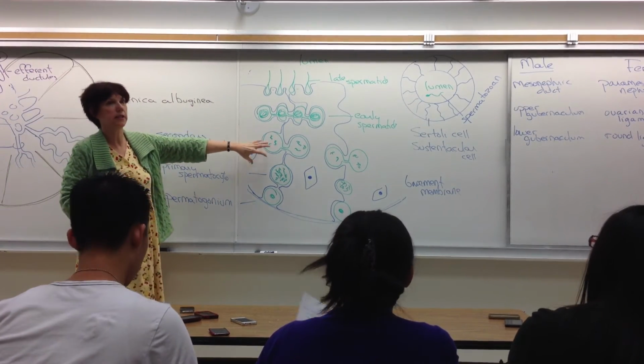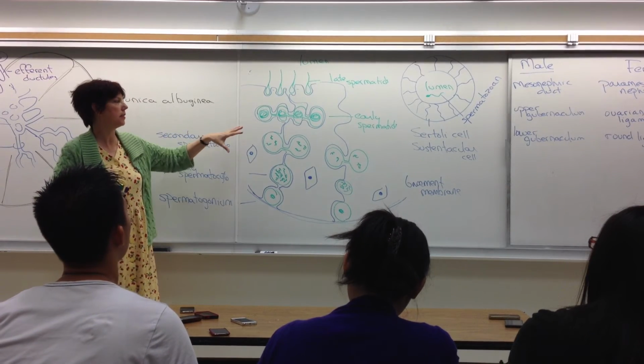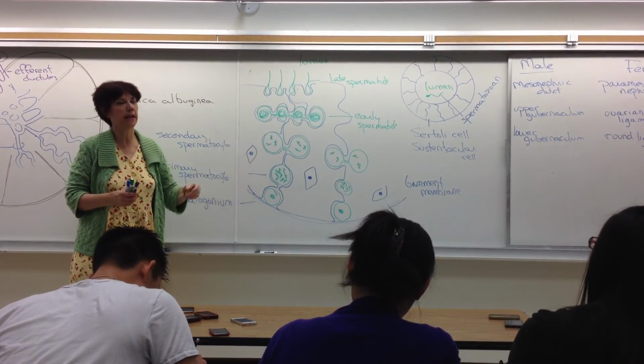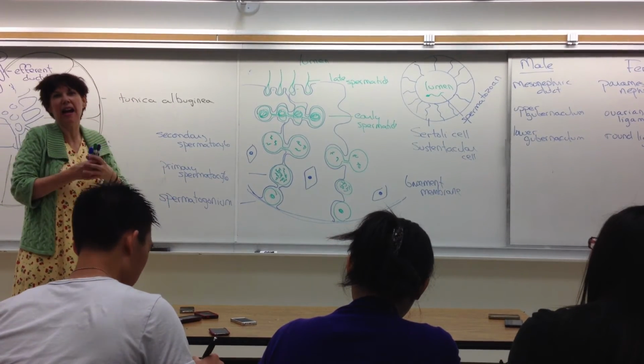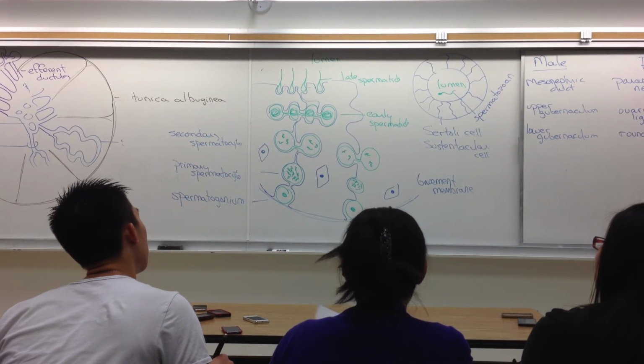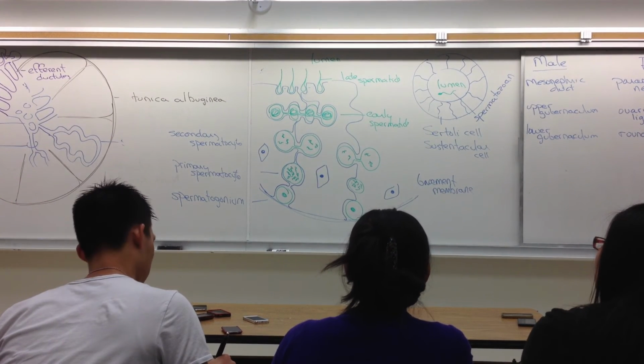So the sustentacular cell secretes some proteins that bind testosterone that come from other cells. I'll diagram them in just a minute. Keeps it in high concentration because that testosterone is necessary in the development of the sperm.